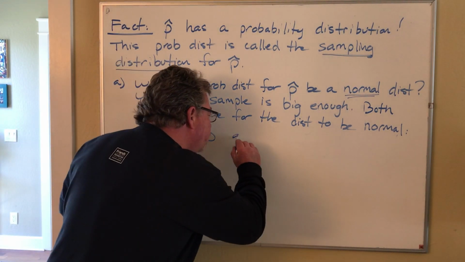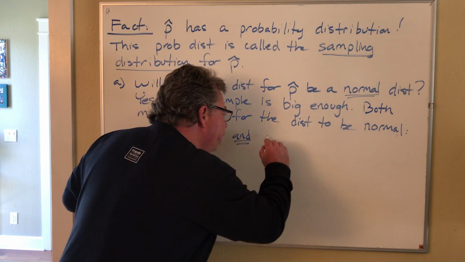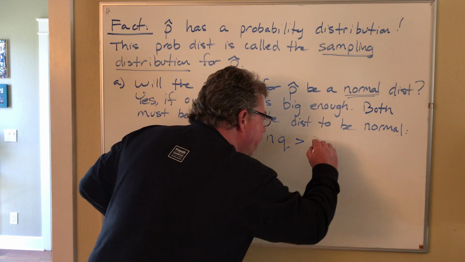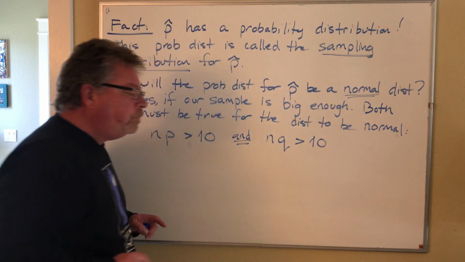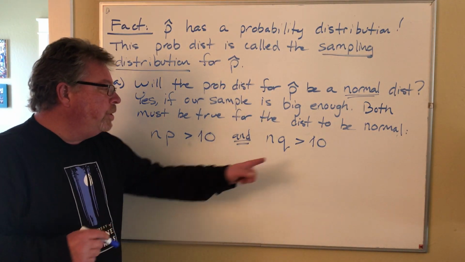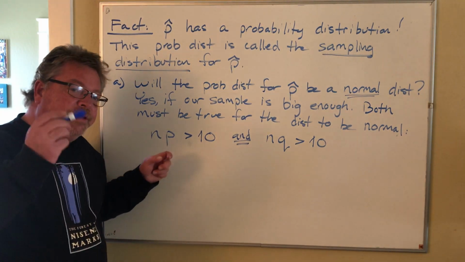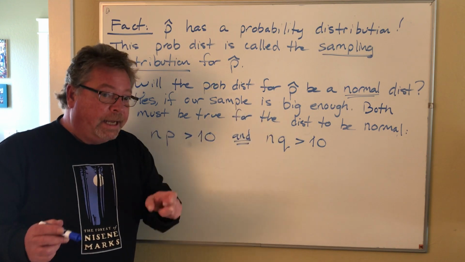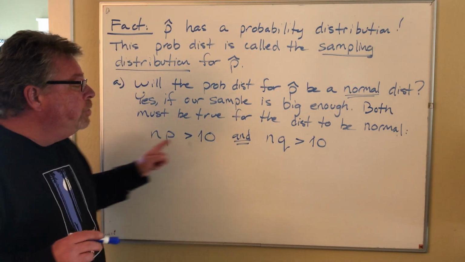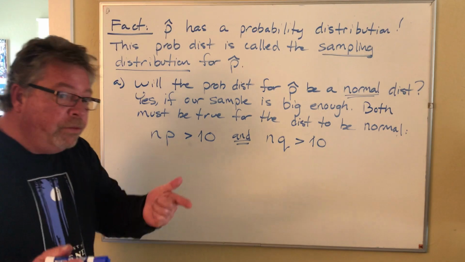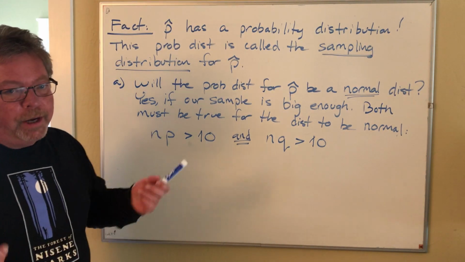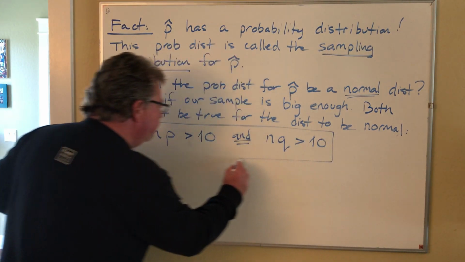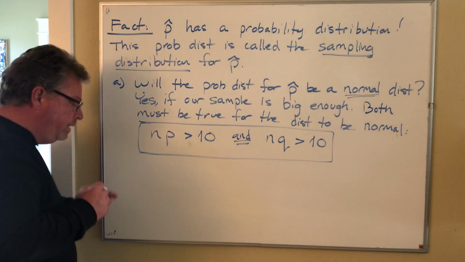But we also have to check that the sample size times q also has to be greater than 10. So remember, what's q? If p is the percentage that has the characteristic, q is the percentage that does not have the characteristic. And so you've got to look at both of these. And if both of these are met, then you're good to go. You've got a normal distribution. So I'm going to put a box around this because this is important and we need to have easy access to this.